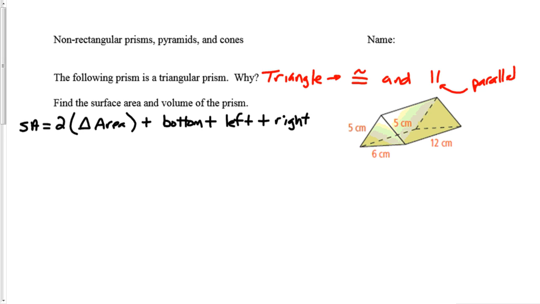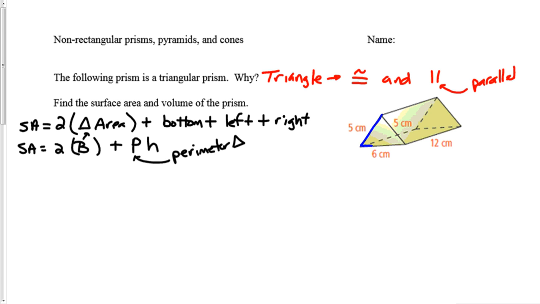Now, if you're using your formula sheet, the formula sheet will say that the surface area is 2 times B, where B is the area of the base. So that's exactly the same thing as the area of the triangle. And then plus P times h, and P is the perimeter of the base, which means I add up all the sides of the triangle. So either way that we do this is absolutely fine, whichever way you want to think about it. So I'm going to start, though, with the area of the triangle. That's actually going to be the most difficult part.